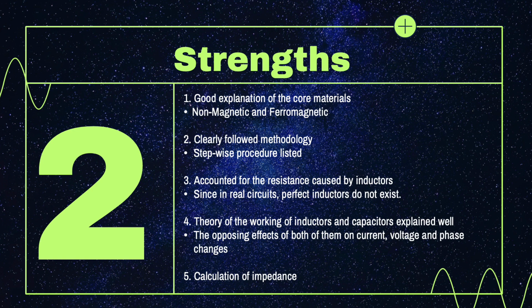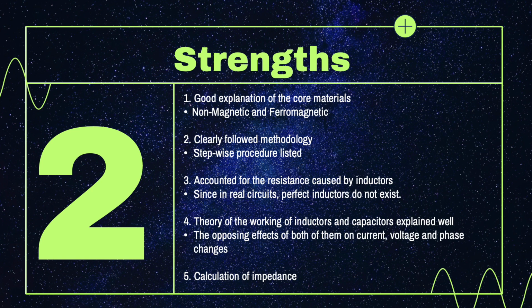Thirdly, the resistance caused by inductors was also accounted for, since it was established that in real circuits, perfect inductors do not exist. Fourth of all, the theory of the working of inductors and capacitors was explained very well, and it was also told that both of them have an opposing effect on each other and on the current, voltage, and phase changes. Lastly, we come to the calculation of impedance. While the derivation of impedance wasn't listed, the formula was explained well.